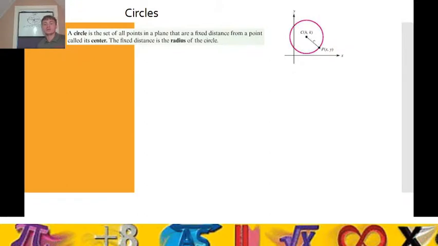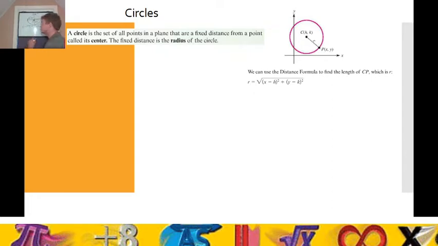So let's go to our formulas here. Using the distance formula, we're going to let d, what is our distance? That's being defined by the radius. And our center, we are going to use the coordinates h, comma, k, where h denotes the x coordinate for the center and k denotes the y coordinate.